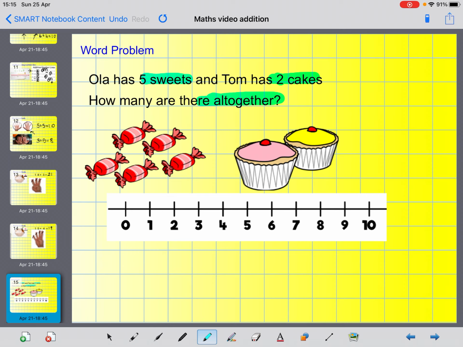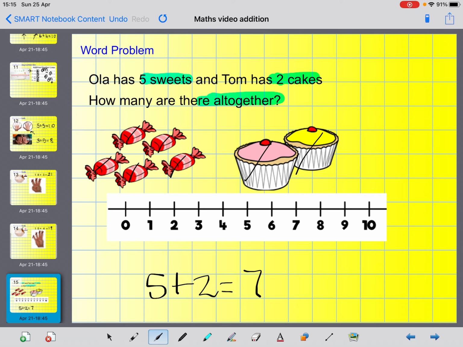So I can write my number sentence. 5 add 2. I can work out mentally using my fingers, or I can use my objects to help me to count, or also if I'm comfortable I can use my number line. So let's say, for example, I can use my pictures. I've got 5 sweets for sure. 1, 2, 3, 4, 5. I'm adding 2 more. 5, 6, 7. So my answer is 7.